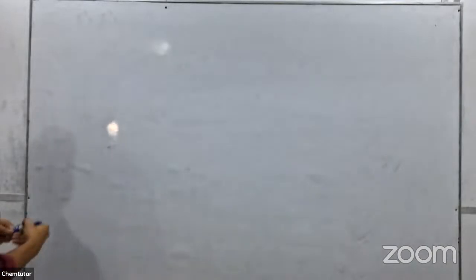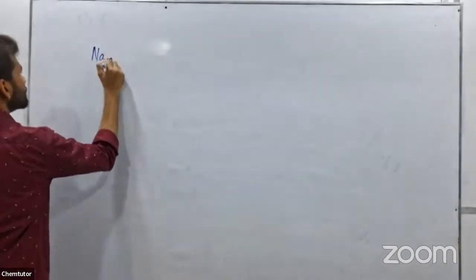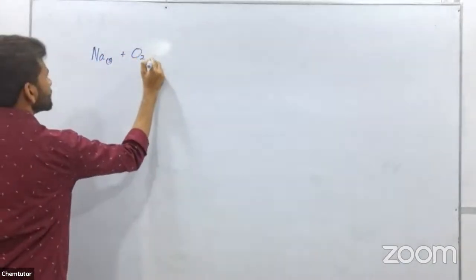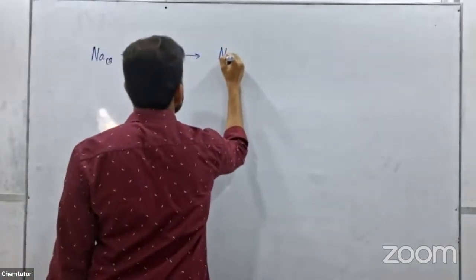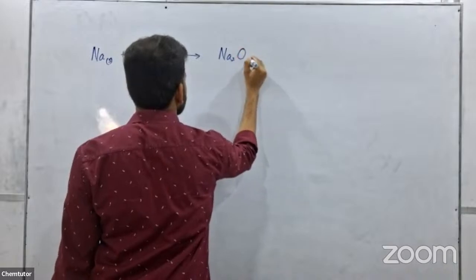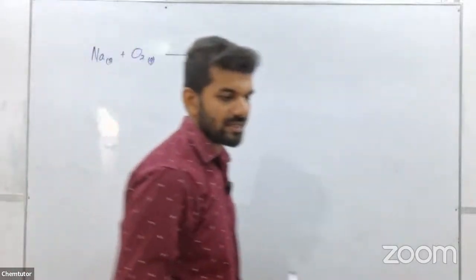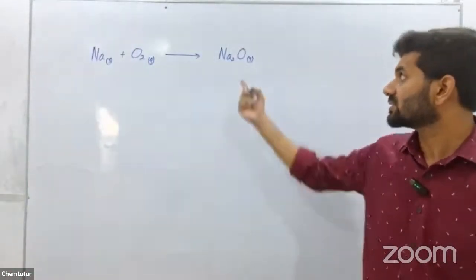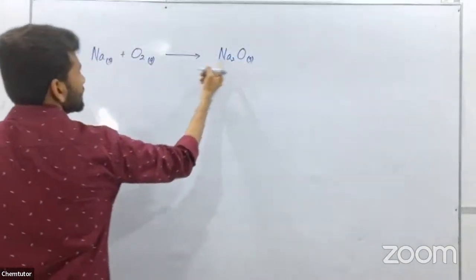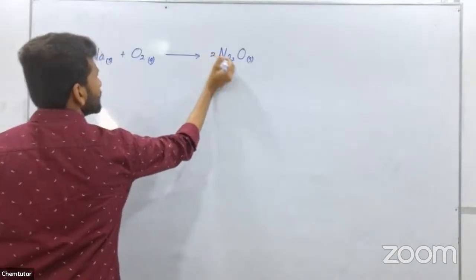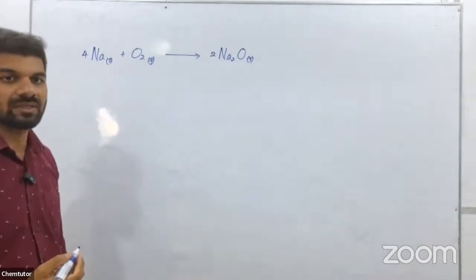Now we are taking sodium as the example. Sodium with oxygen in air will form sodium oxide. Now this is not balanced. We have to balance it. 2 sodium, 2 oxygen, 2, 1. So we have to multiply this by 2. Then this will become 4. That is how sodium reacts with oxygen in air.